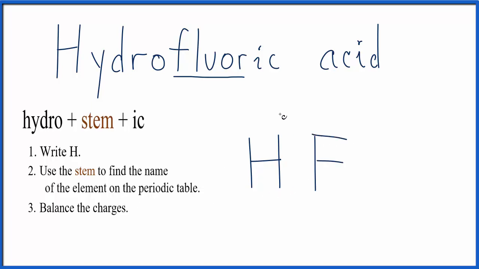So we look at H, we know that's always +1, and then F on the periodic table, it's in group 17, sometimes called 7A. It has a negative charge. Positive and a negative, those add up to be 0, so the net charge is 0. Charges are balanced. That makes HF the formula for hydrofluoric acid.